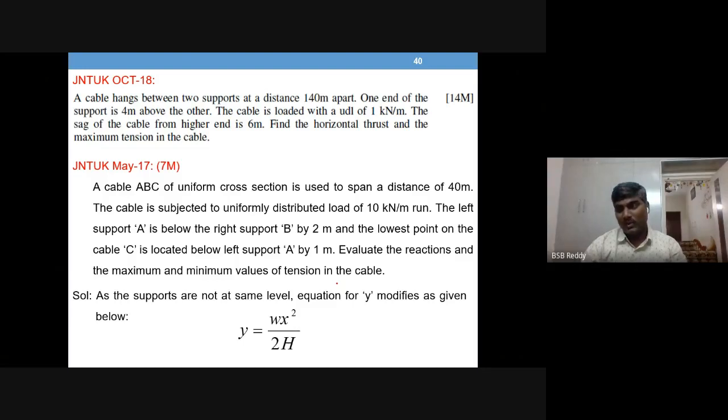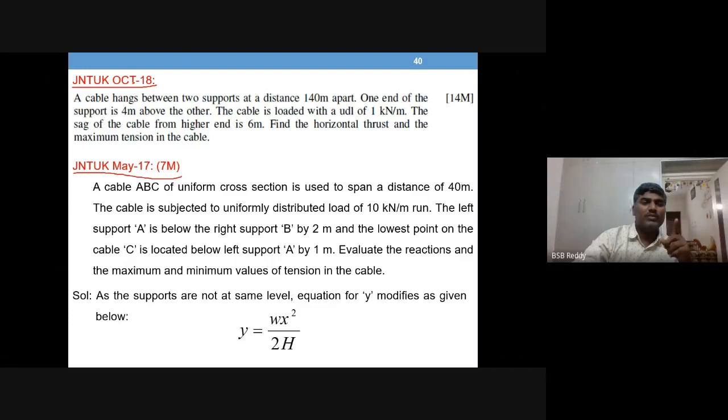Solving a cable subjected to UDL when you have the two ends at the same level is much simpler. It is as simple as that. Now let us see how we solve a cable having the ends at different levels. These two questions are very similar in nature, one from year 2018 and another from 2017. Both are very similar problems, so I have taken one of them for solving.